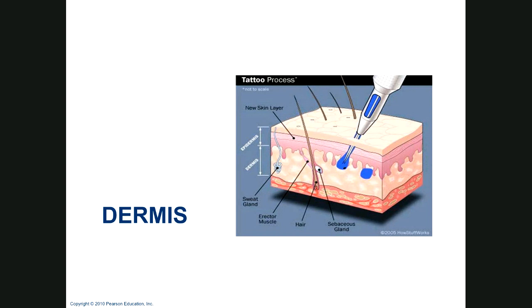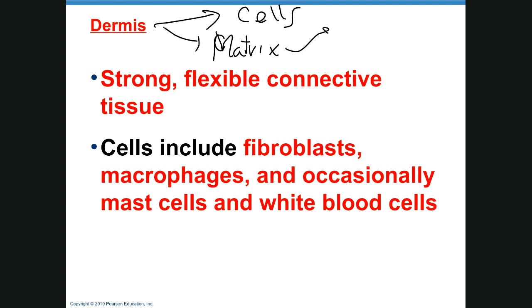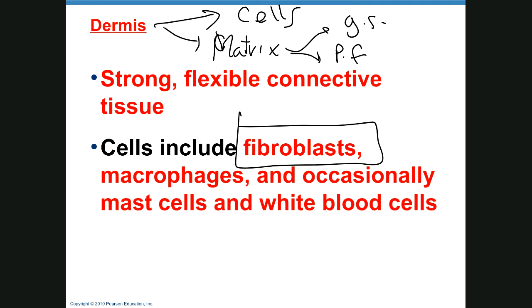This is the thicker part of the skin. It is made of connective tissue, so it is strong and flexible. Remember, connective tissue has fibers, collagen fibers and elastic fibers. So remember, the dermis is connective tissue, and connective tissue has two components. It has cells, and it has matrix. And then the matrix has two components, ground substance and protein fibers. So the cells of the dermis are fibroblasts. And fibroblasts are young cells that make the ground substance and the protein fibers.